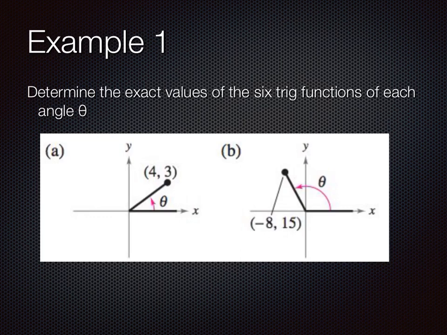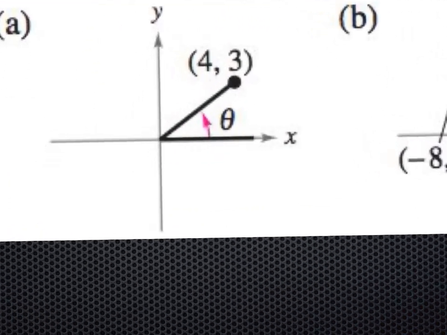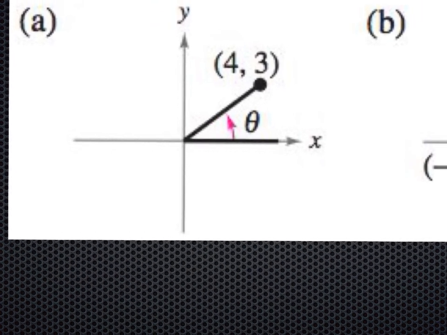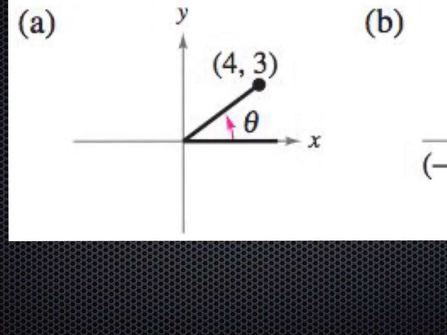Example 1 says determine the exact values of the 6 trig functions of each angle theta. If you look at A, this is no longer a unit circle angle. They're giving you that the coordinate point at the end of that angle is (4, 3), which means your horizontal distance is 4 and your vertical distance is 3. And then I have a right triangle from that, yes? A couple of days ago we went over triples. You remember the triple that is 3, 4, 5. The missing side is 5. This is where the triples are going to come in handy. If you don't know it, use the Pythagorean theorem.